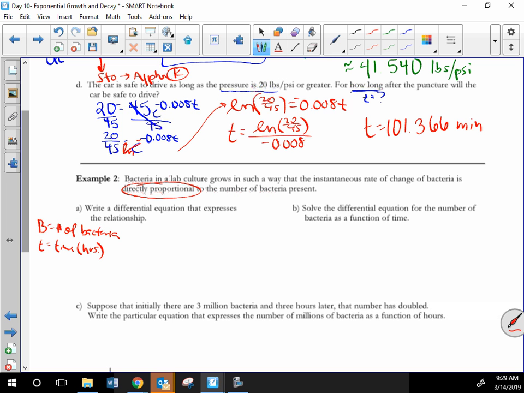And I'm looking ahead, I see that it says 3 million bacteria. Rather than writing 3,000,000, I'm going to put that my bacteria is in millions. Okay, so A, write a differential equation that expresses the relationship. So again, my rate of change of bacteria at a time is directly proportional to the number of bacteria.